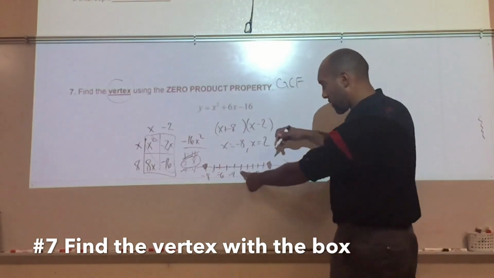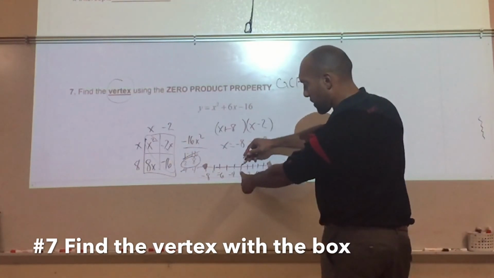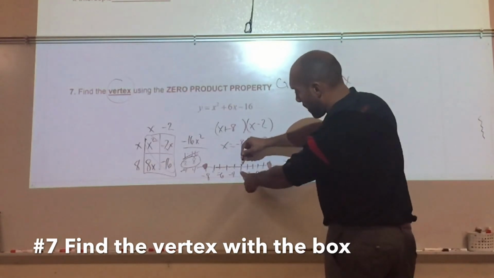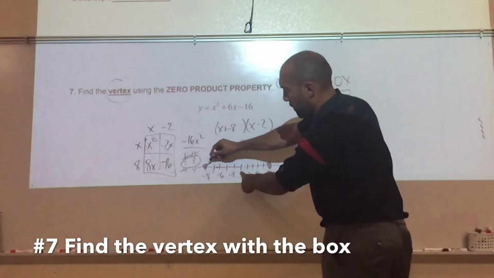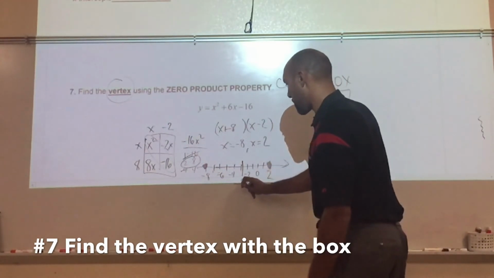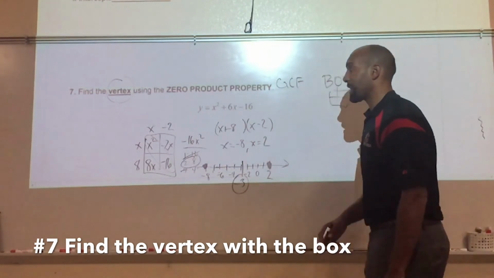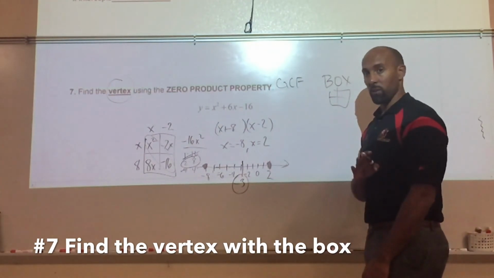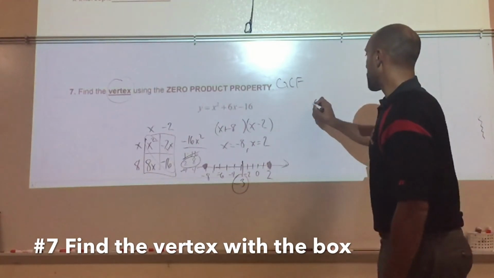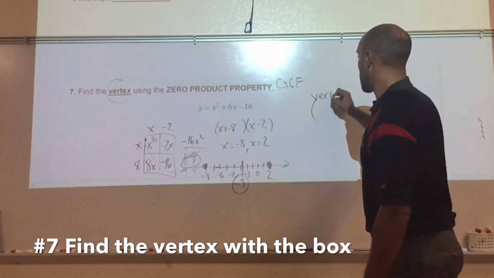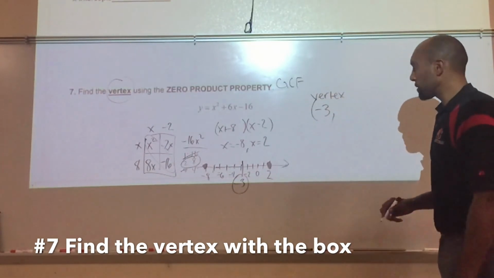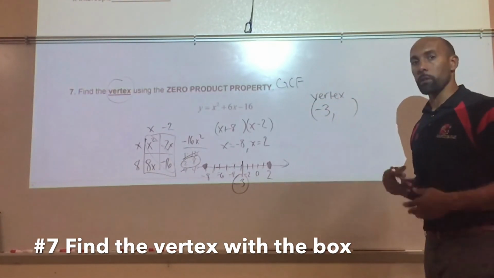So let's double check though. From negative 3, I go 1, 2, 3, 4, 5 to the right, and 1, 2, 3, 4, 5 to the left. So that is the middle. So negative 3 is our middle. So that is remember the x value for the vertex, but not the y coordinate. So for our vertex, we have negative 3 as the x value, and to find the y value, we have to plug it in.